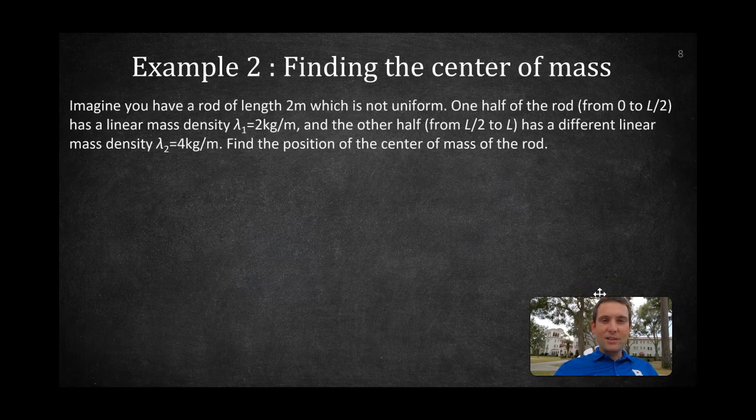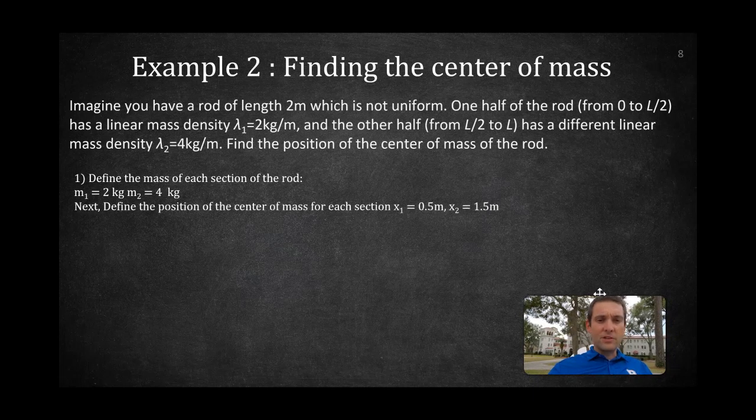Imagine you have a rod of length 2 meters, which is not uniform. One half of the rod has a linear mass density of lambda 1 equals 2 kilograms per meter, and the other half has a different linear mass density, lambda 2 equals 4 kilograms per meter. Find the position for the center of mass of the rod. First thing we need to do is define the mass for each section of the rod. The first section will weigh 2 kilograms, while the second section weighs 4 kilograms. We did that just by multiplying the length of each section by the linear mass density. Each length is half of the rod, and the full rod is 2 meters, so each length is 1 meter.